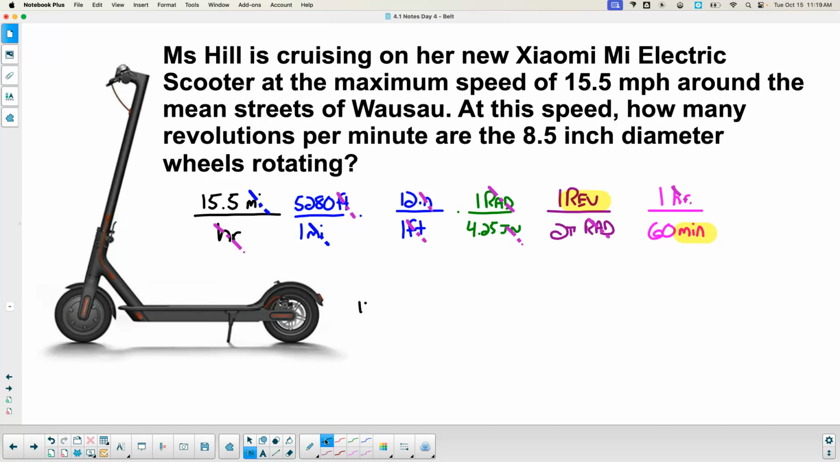So we've got 15.5, 5,280, and 12 on the top. We've got 4.25, we've got 2 pi, and we've got 60 on the bottom. Find me the revolutions per minute.